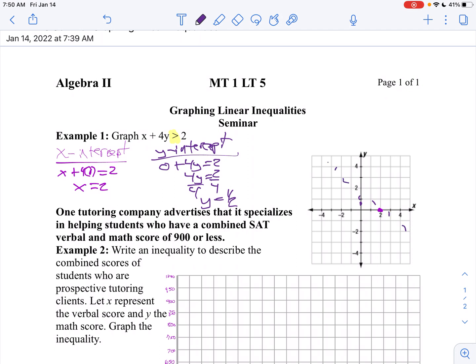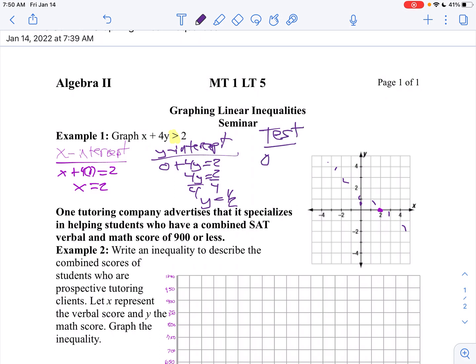Now I'm going to shade half my graph because I know I've got more than one answer. What I'm going to do is pick a test point. It doesn't matter which test point you use. Pick a point that's not on your line. I like the point 0, 0. Notice 0, 0 is not on my line. So I'm going to replace x with 0 and y with 0.